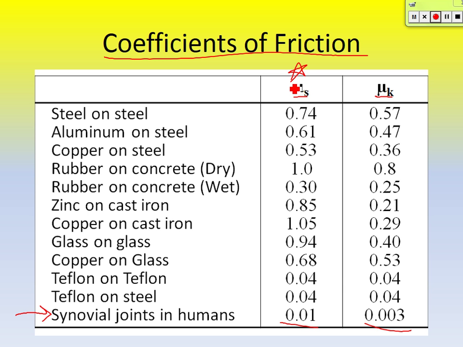Some other ones that are kind of interesting: rubber on wet concrete or rubber on dry concrete. Which one has more friction? Dry. Yeah, the dry concrete has more friction. And is it safer to drive your car on a nice sunny dry day or a rainy day? Dry, because you've got more friction between your tires and the road, and your car's not going to slip out as easily. So anyway, every surface has a different coefficient of friction.